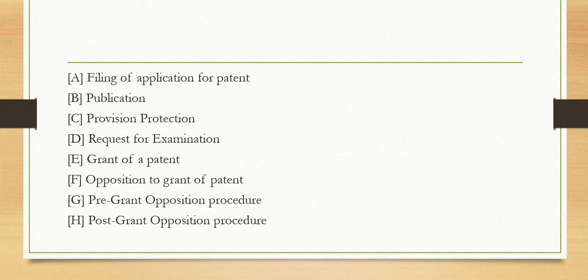So now the patent procedures, the various steps of how to file for a patent. The first one is filing of the application for a patent. Section 7 of the act deals with this: every application for a patent shall be for one invention only. So one application for one invention only, and it shall be made in the prescribed format and filed in the patent office.